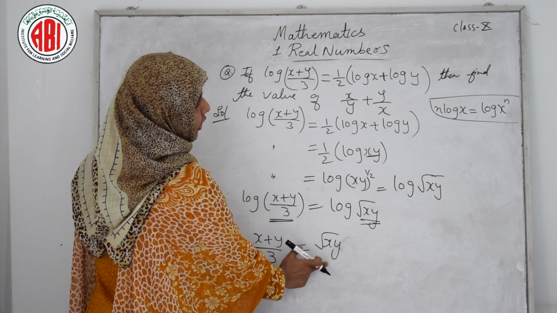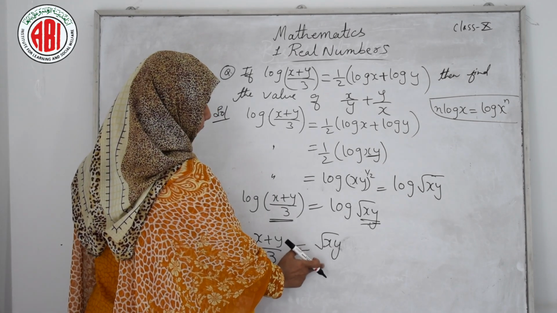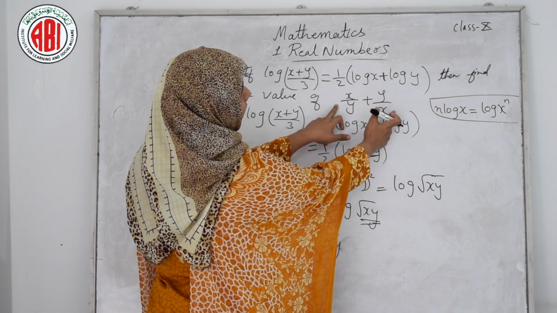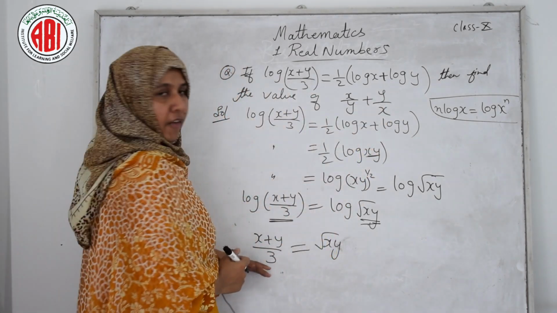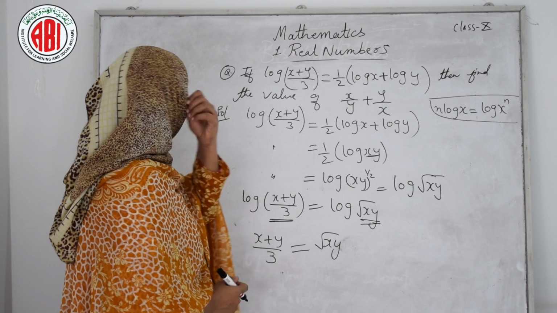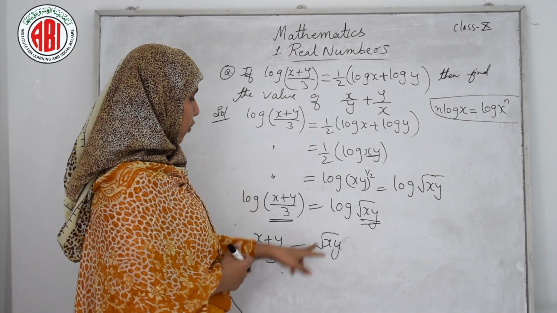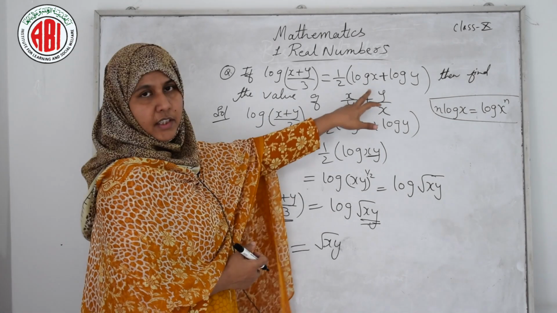This is the main step over here. After using this we will solve and get the value of x by y plus y by x. This step you have to remember. Now what can we do here? Are we getting this form? No. Root xy is there, but root xy is not there in the required form.